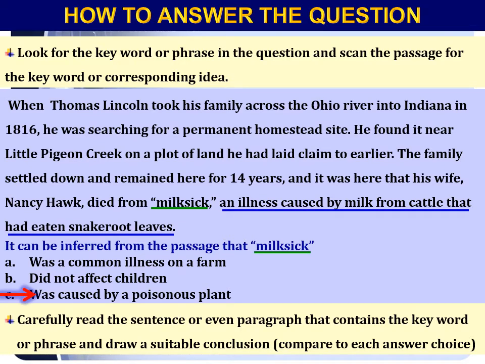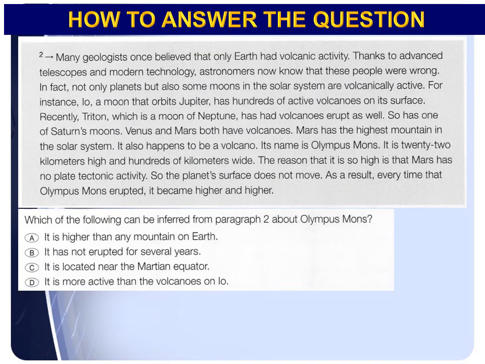As you can see, they do not say exactly in the passage that snakeroot leaves are a poisonous plant, but we can infer that if the cattle eat that and get milk sick, it means that this is a poisonous plant. Let's do a longer example. I'll give you 30 seconds to read through the paragraph.